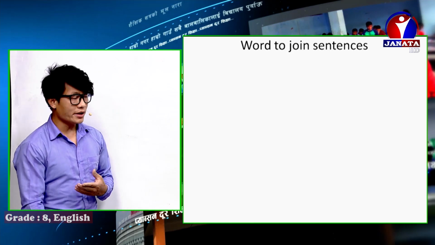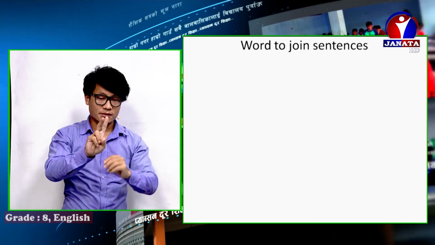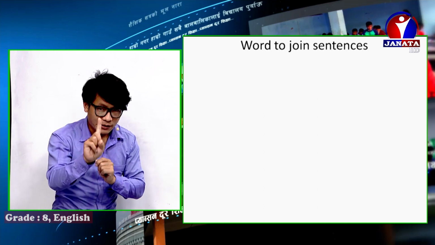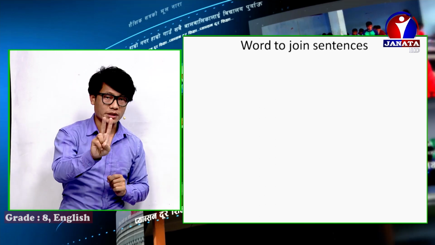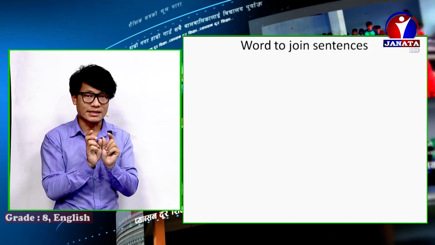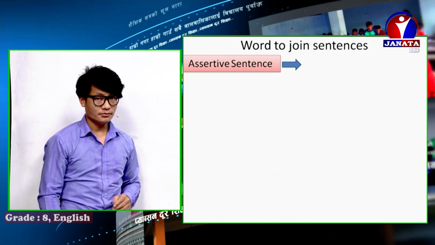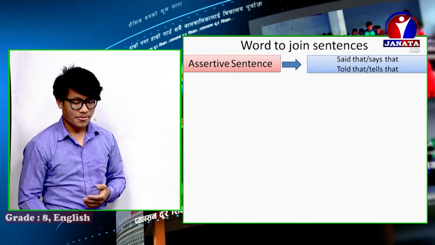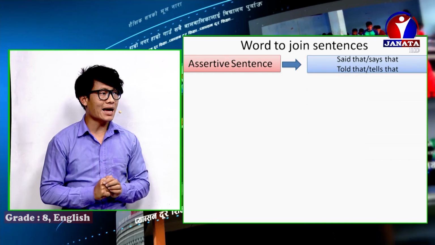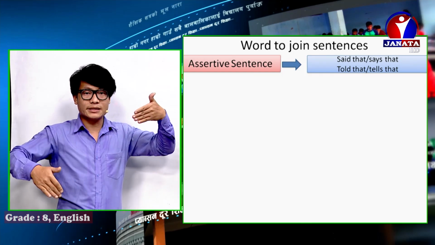Now, words to join sentences. This is very important, because direct speech has two sentences. One is called reporting and another is called reported. So we need words to join these sentences. Assertive sentence: we use said that, says that, told that, or tells that. Okay, we use. Later we will practice in detail.